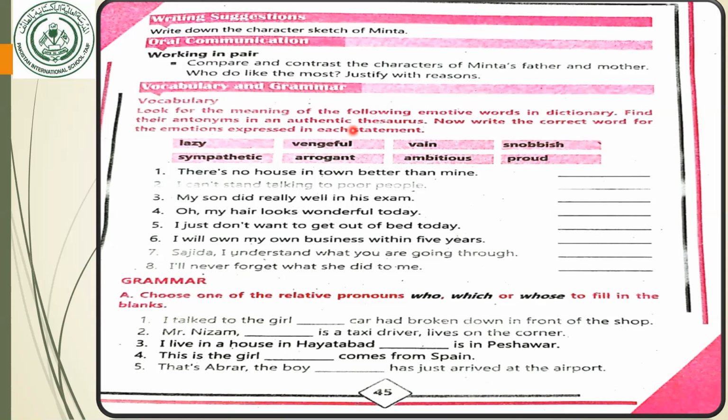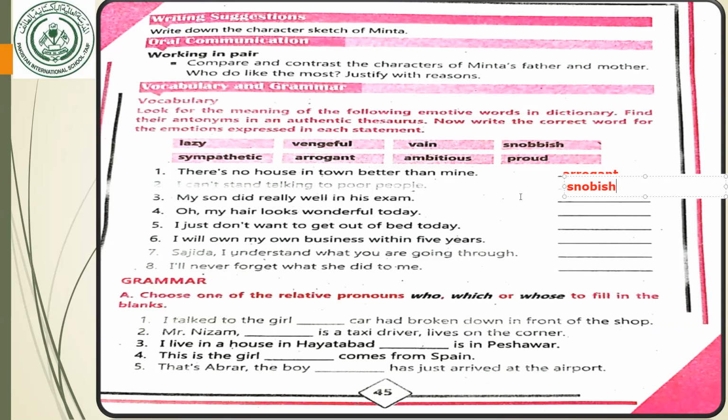There is no house in town better than mine. So what is this? This is kind of arrogant. So here we will write arrogant, because there is no house better than mine. And then, I can't stand talking to poor people. So what is this? Snobbish. So this is kind of snobbish.